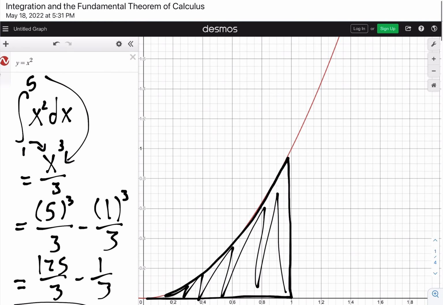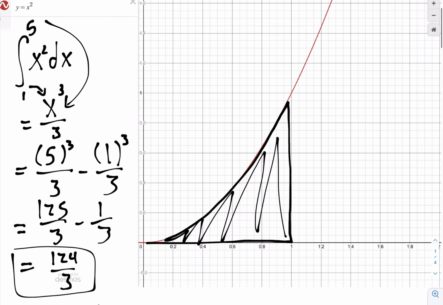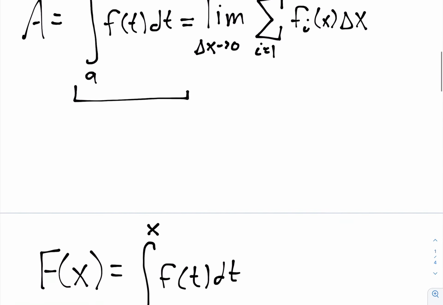That's kind of the main idea, but it's not always going to be as simple as just x squared dx. It's going to get pretty hard, and don't worry, if you follow along with the videos, you'll learn lots of tools to be able to solve these problems.